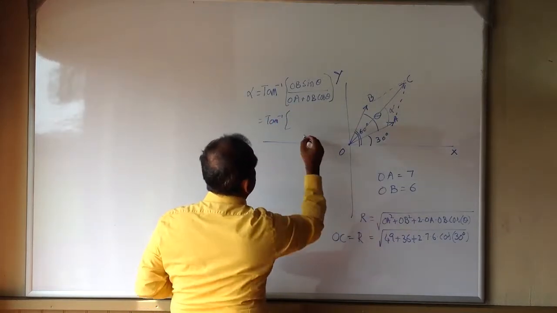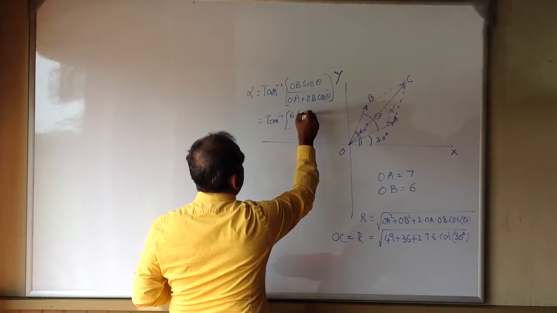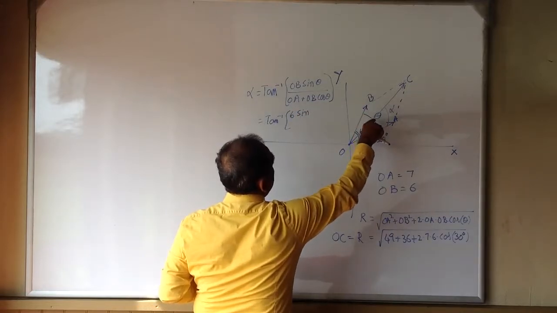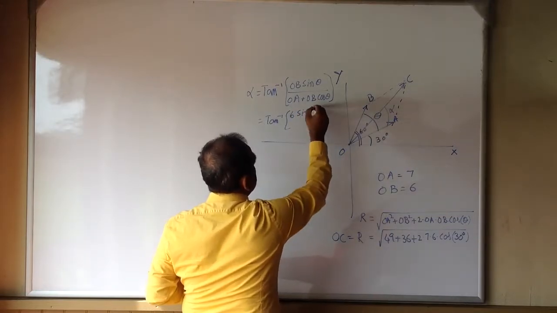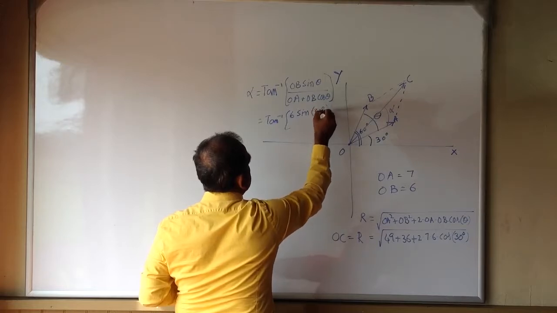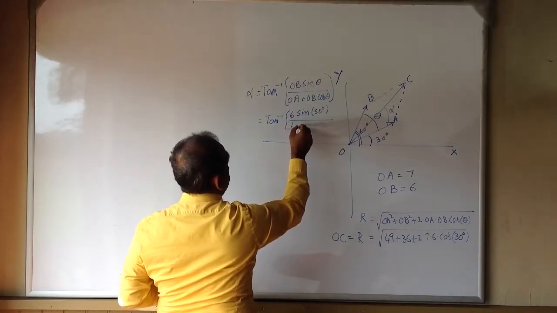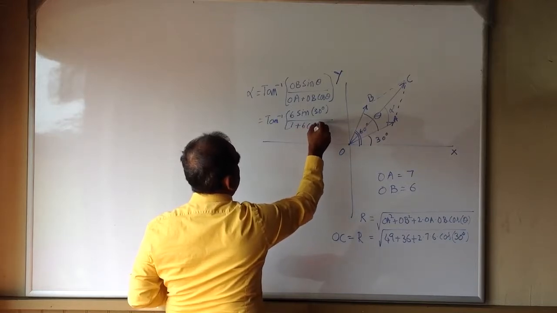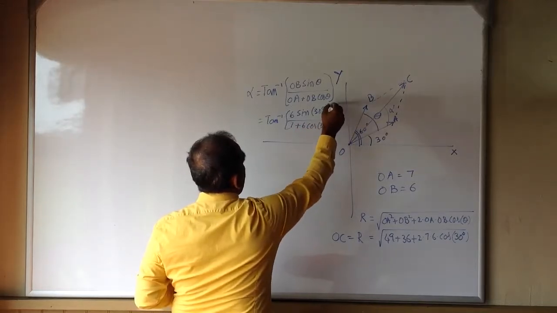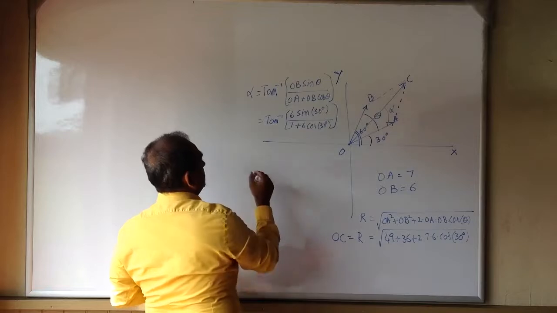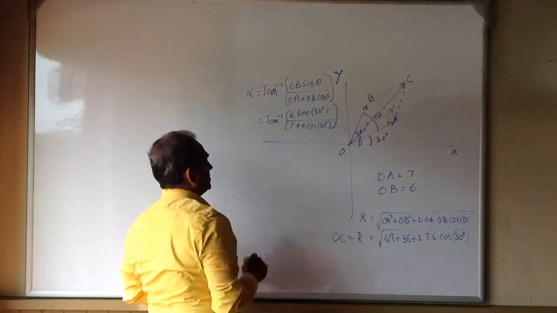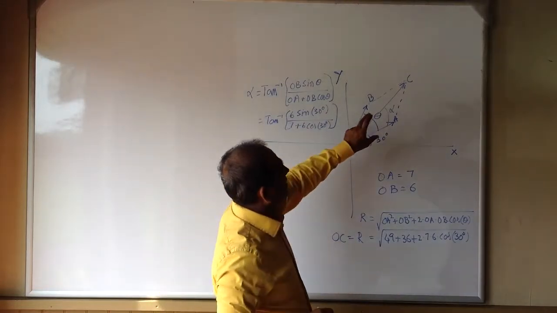So this is tan inverse of OB sine theta. OB is 6 units, so 6 sine theta. Theta is the angle between the two vectors, which is 30 degrees in this case, over OA. OA is 7 units plus 6 cosine 30. So this will give us some result, then you get the alpha angle.